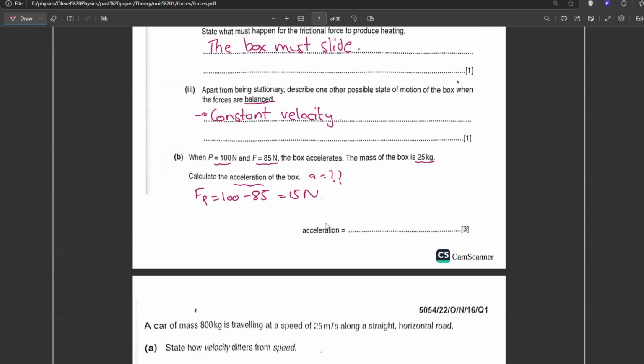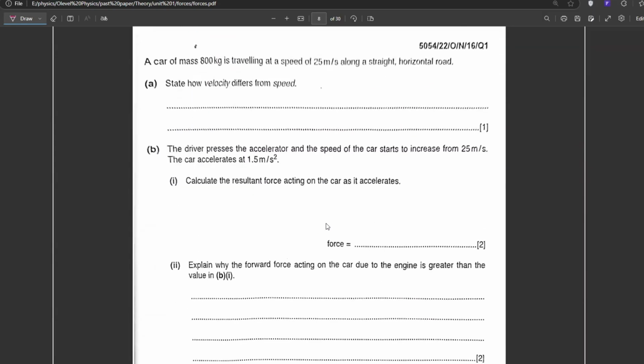Your mass is 25. Can you calculate the acceleration? F is equal to ma. 15 is equal to mass 25 into acceleration. 15 divided by 25 is your acceleration. It comes out to be 0.6. 0.6 m s^-2 is your acceleration. Simple as that. Let's move on to the next question.